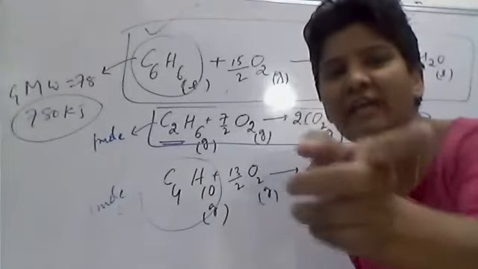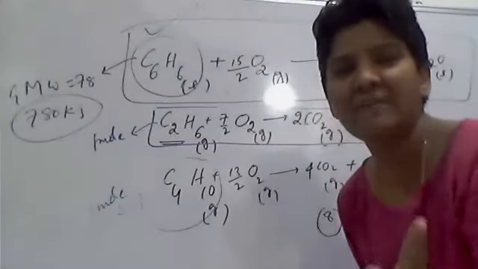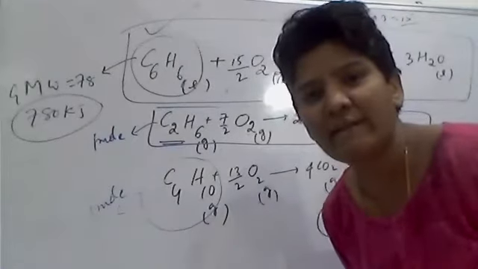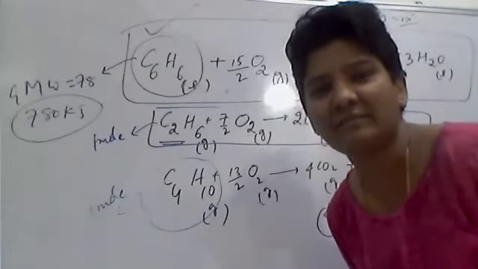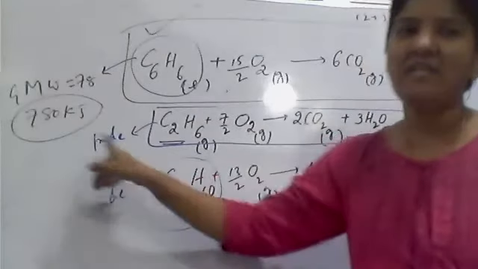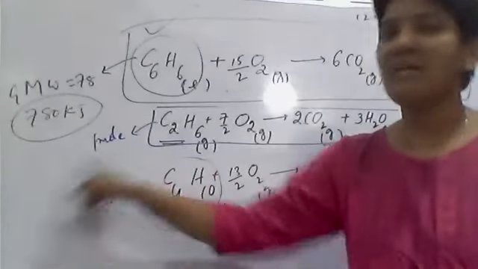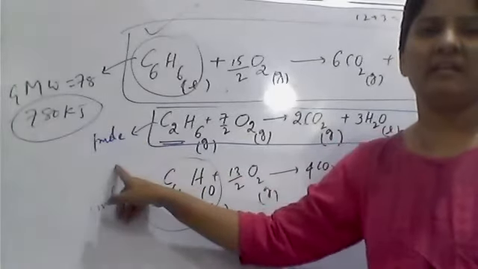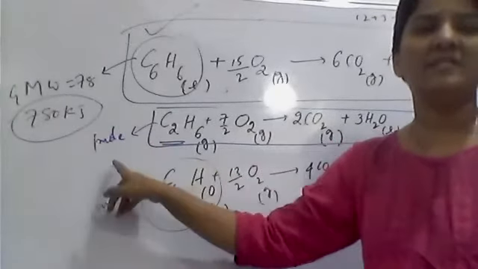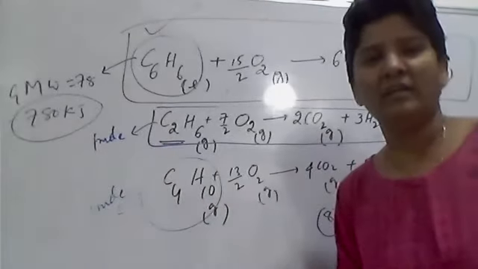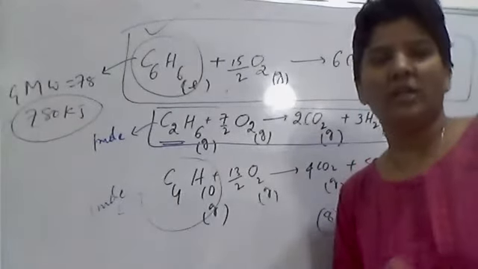78 grams gives 780. 50 grams gives X, crisscross. What do you get there? 500. You can do the calculation in your head. 78 grams gives 780, 50 grams gives X. So X is 50 into 780 by 78. The 78 and this 780 get cancelled, so 50 into 10 is 500 kilojoules.